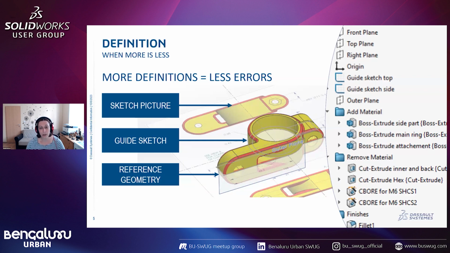There are a few things that you can use. There will be additional features, of course, in your design tree, but they will help your model to be well-defined, easy to navigate, and easy to change. And these are the sketch picture, the guide sketch, and the reference geometry. You have them here pointed out in the picture. On purpose, I decided to use one of the Model Mania models, because Model Mania is also promoting modeling with design intent, and it's a nice model as a sample.